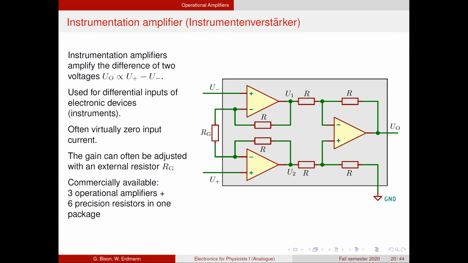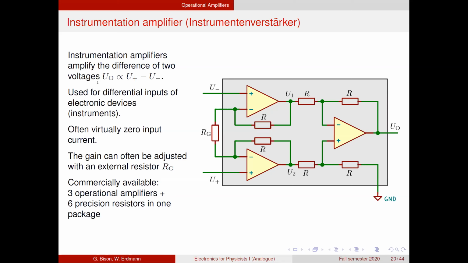Okay. Yeah, now I want to come to one more really important amplifier circuit that is actually very commonly used and a bit less trivial than the first ones we've seen. So here you see 3 op-amps and a bunch of resistors in one package called an instrumentation amplifier. And what it does is it amplifies the difference between the two input voltages and gives an output voltage that is proportional to that.